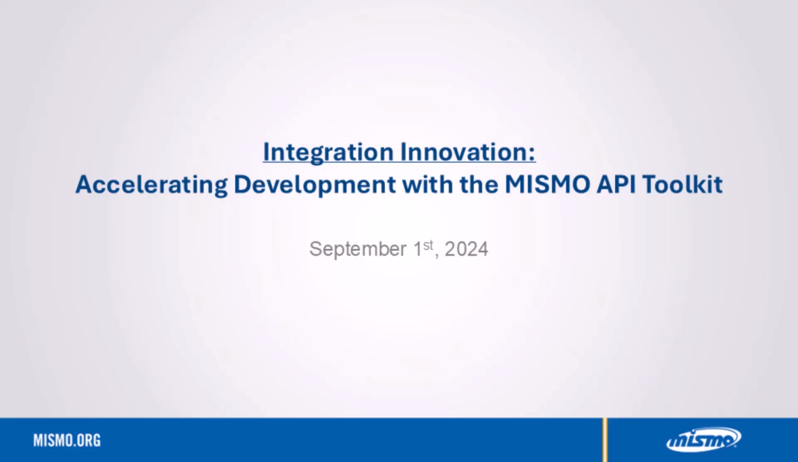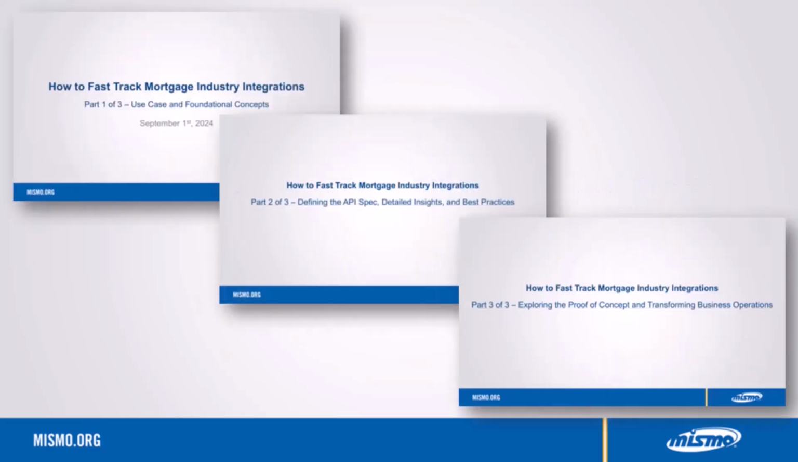In addition, this information that follows will provide context for our more detailed series entitled How to Fast Track Mortgage Industry Integrations. Part 1 covers the use case and foundational concepts. Part 2 tackles defining the API spec, detailed insights, and best practices, while Part 3 explores the proof of concept and transforming business operations. Next, we'll start with some background information, then Elizabeth Smith will follow with an overview.